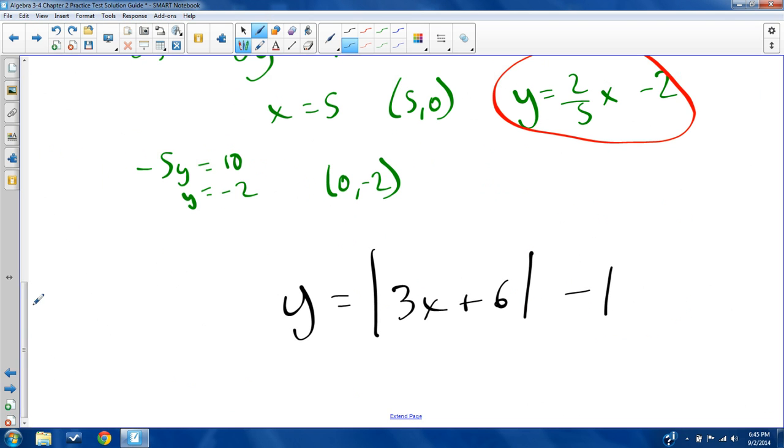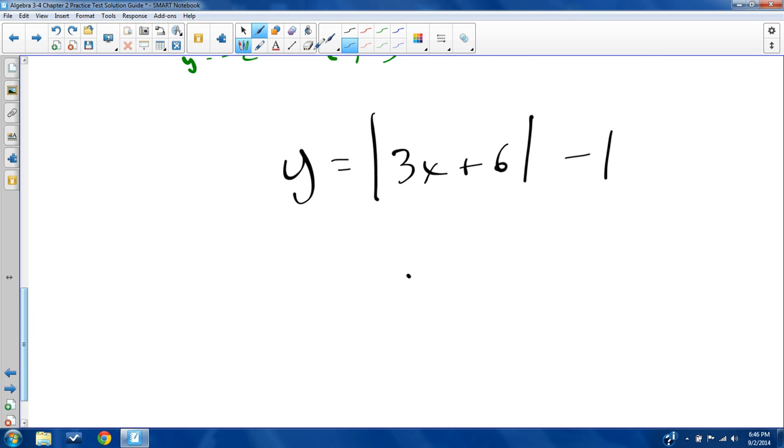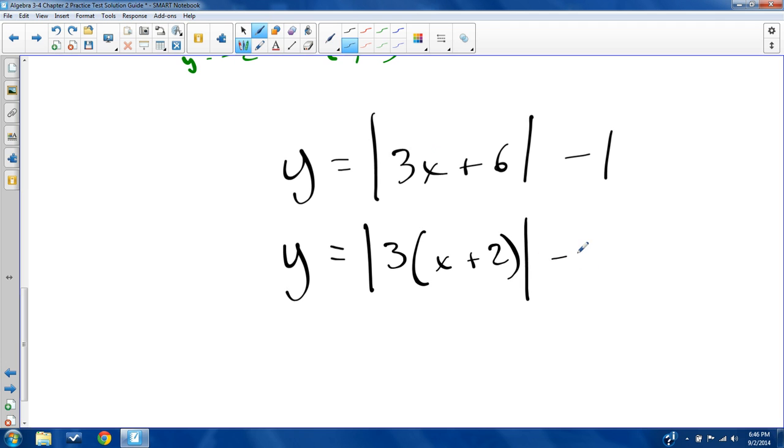What I need to do is write it in that form, and in doing so, I need to get this 3 out of the way. So I'm going to factor out a 3. And I can't factor it out of the absolute value, at least not yet. You need to know what you're doing first when you do this. So I'm going to factor out the 3 on the inside. Here I'll get x plus 2, minus 1.